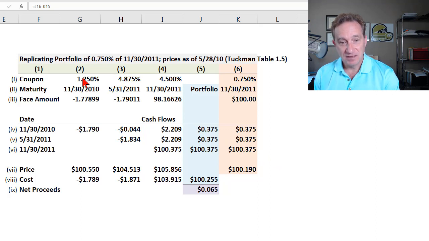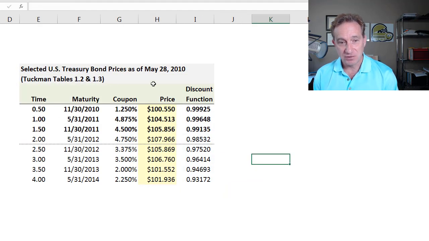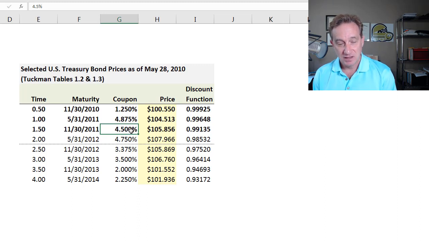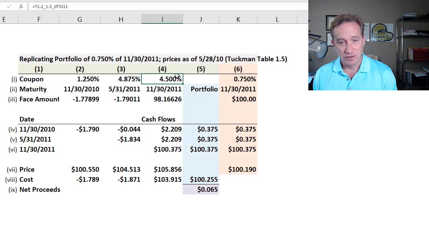Well, we have these 3 bonds. We're going to use the 3 bonds, going back to just show you, the first tables 1 and 2 that we showed. These are our assumptions, the U.S. Treasury bonds that trade in the marketplace, right? Here's a 1.5-year bond, 4.5 coupon. So we're using those three bonds to replicate.